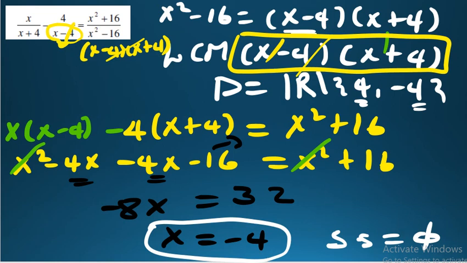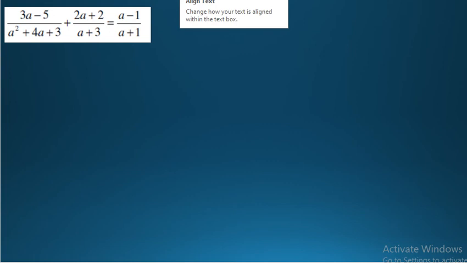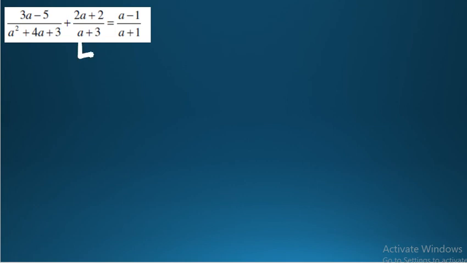Let us see more examples. The next rational equation, what you see here: 3a minus 5 the whole over a square plus 4a plus 3, plus 2a plus 2 over a plus 3, is equal to a minus 1 over a plus 1. So as you see here again, the denominators a plus 3 and a plus 1 cannot be factorized. Both of them are linear.